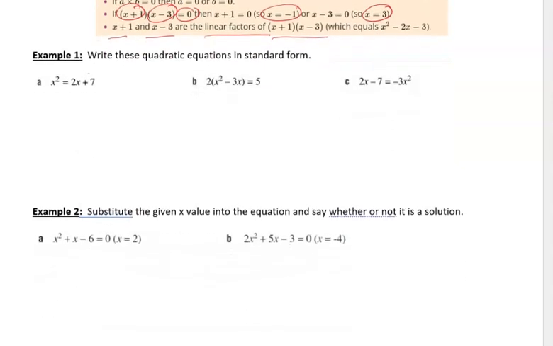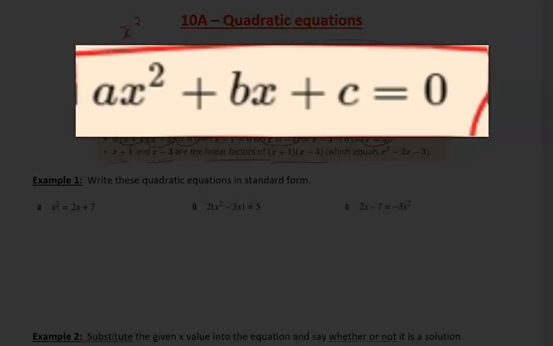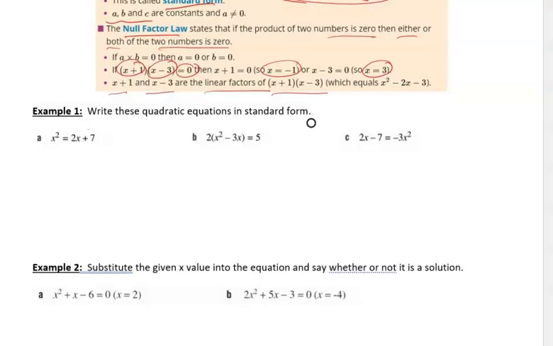Let me show you. So write these quadratic equations in standard form. So once again, standard form is this. Something x squared, not 0, plus something x, plus some constant equals 0. So we're going to start with our x squared, and over here on the other side of the equal sign we have 2x plus 7. So we're going to subtract 2x from both sides, and we're going to subtract 7 from both sides, and that gets us x squared minus 2x minus 7 equals 0. And that's put that in standard form, and we can do something with it.